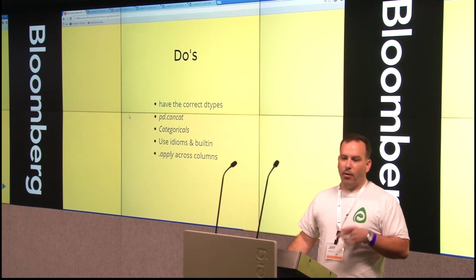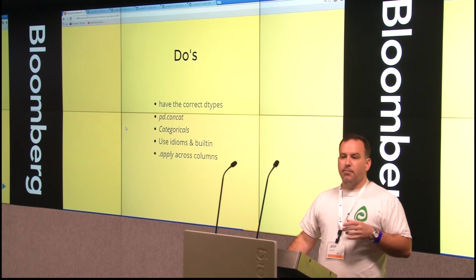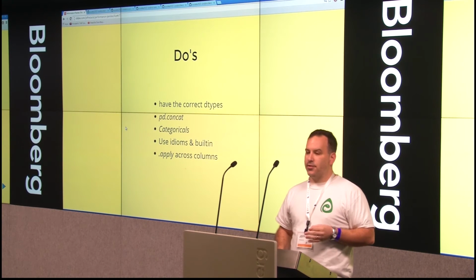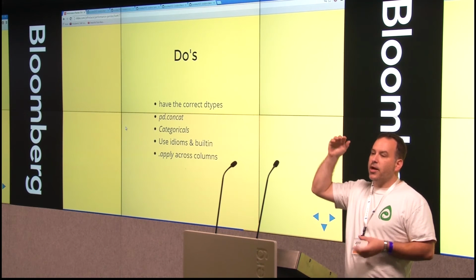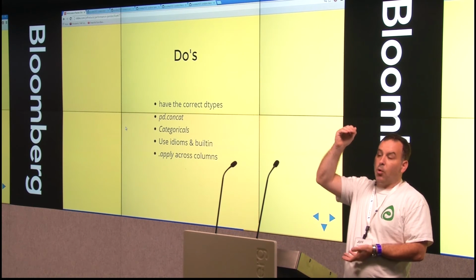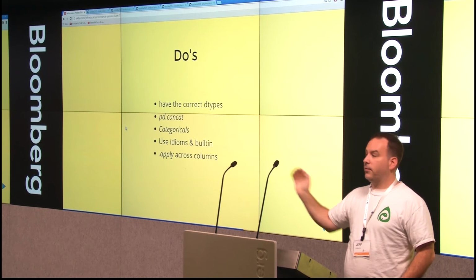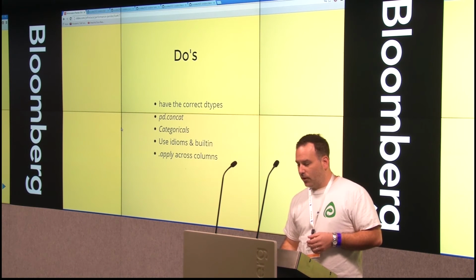Categoricals, use them. I'm going to defer this just a second. Use the idioms and built-ins, we already talked about that. Apply is actually okay in certain cases. In other words, if you're applying across columns, you have some cool function that works on a vectorized input, a 1D array, and you want to apply it across your columns. That's perfectly okay. It's a nice idiom, actually.